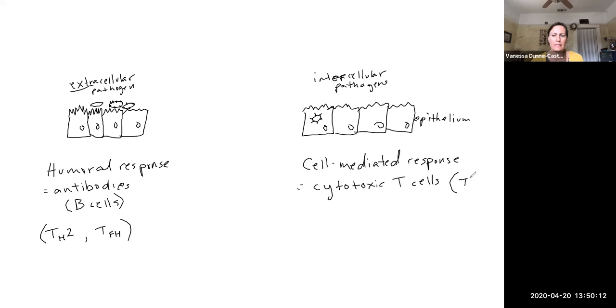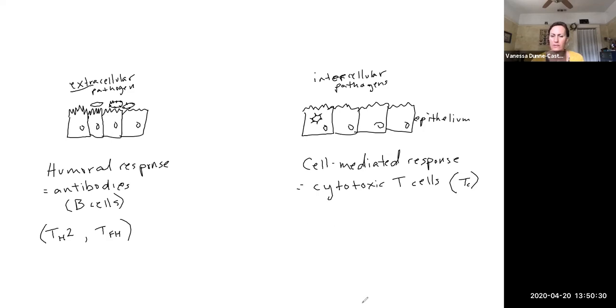Which we call TC, cytotoxic T cells. And these guys, their job is to go around and find any self-infected cell and essentially cause them to self-destruct, right? So it's a fantastic mechanism we have in place to help get rid of any intracellular pathogens.